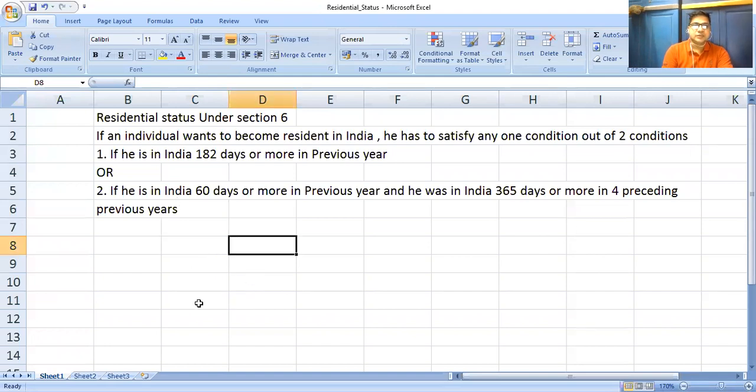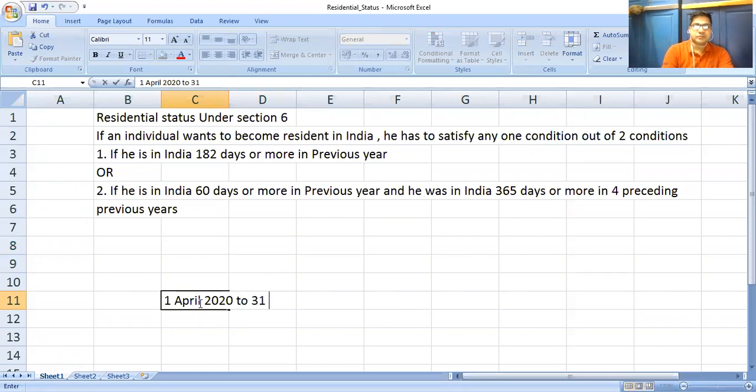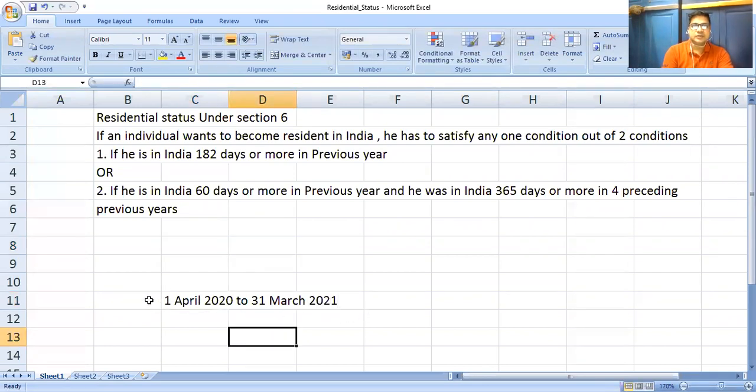Now, the previous year may start from 1st April 2020 to 31st March 2021. This year is called the previous year. In this particular year, if an individual stays in India 182 days or more, he will be treated as a resident under section 6 subsection 1.